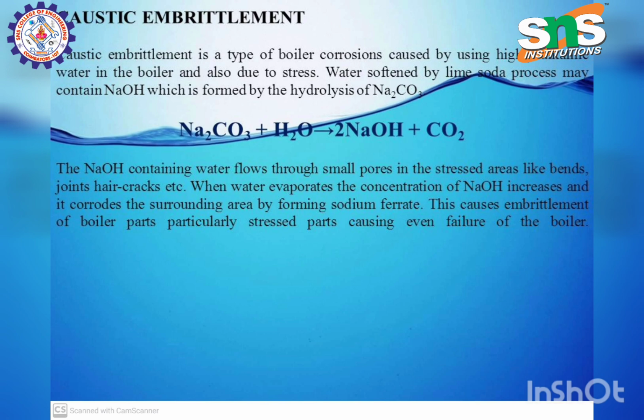Then foaming. The formation of stable bubbles above the surface of the water is called foaming. These bubbles are carried over by steam, leading to excessive priming. Foaming is caused by the presence of oil and grease in the water or the presence of finely divided particles. Foaming can be prevented by adding coagulants like sodium aluminate and aluminum hydroxide, and also by adding anti-foaming agents like synthetic polyamides.